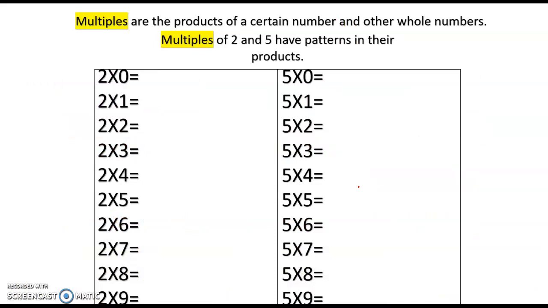Multiples are the products of certain numbers and other whole numbers. So just like we talked about, multiples of that number are numbers being multiplied. So multiples of 2 are numbers being multiplied by 2. Multiples of 5 are numbers being multiplied by 5. Multiples of 2 and 5 have patterns in their products. So let's take a look.